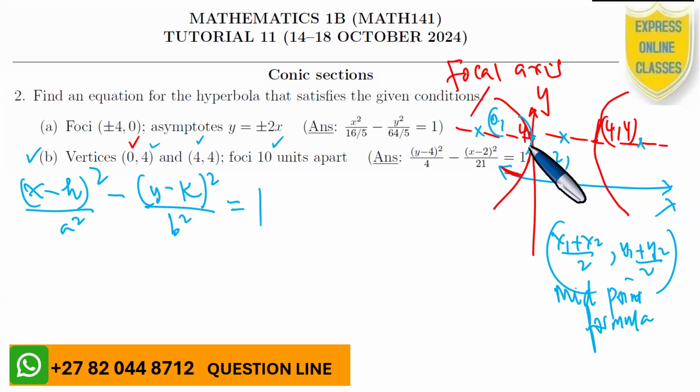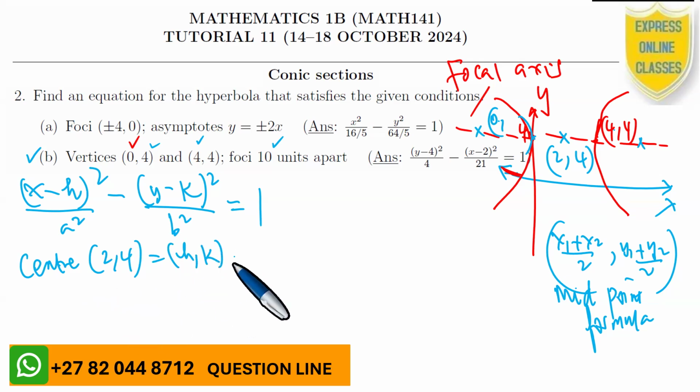For the x, you have got 2. What about the y? It is just 4. Or you can say 4 plus 4 divided by 2, you get 4. It's on the horizontal line there. This has given us the center, which is 2, 4. And this gives us h, k, meaning that our h is 2 and our k is 4.